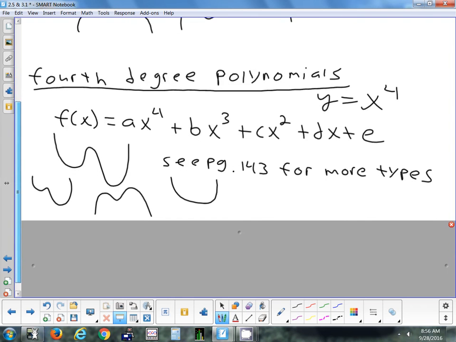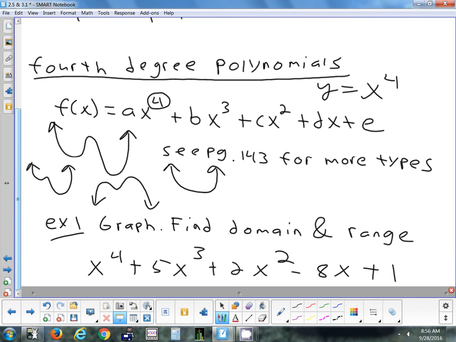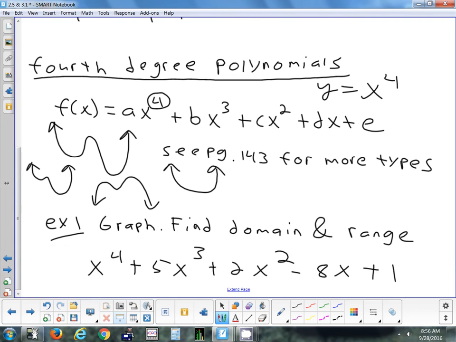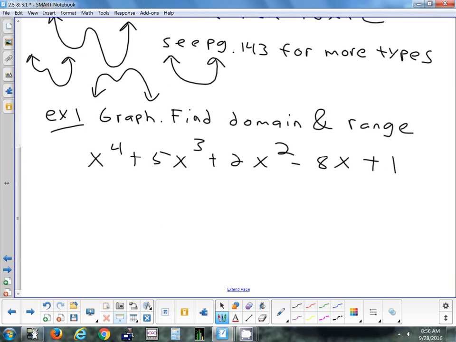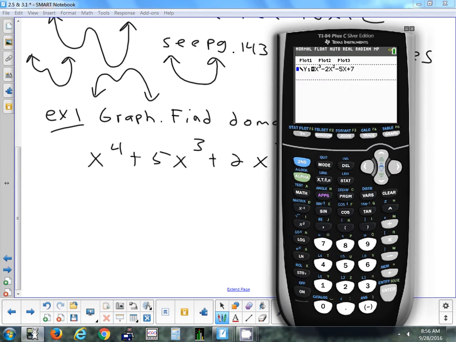But the important thing is if you look at the ends of the polynomial, they are always both going up or they're both going down. And that's going to be true anytime you have an even number right here. But we'll mention that, and I'll make a little chart so you can tell. All right, so let's graph that and find the domain and range.